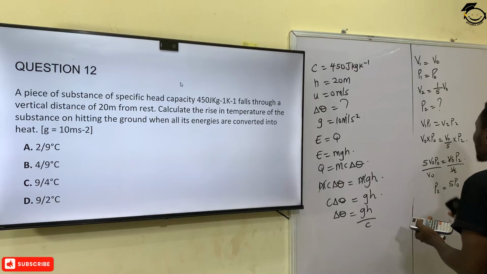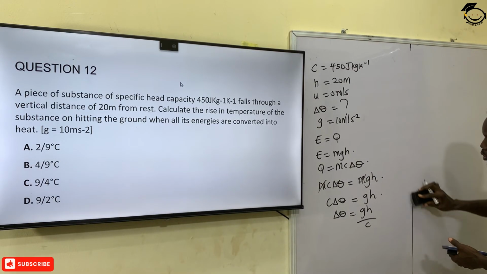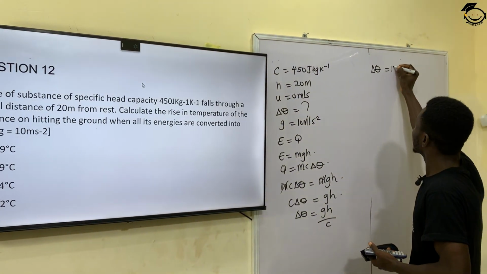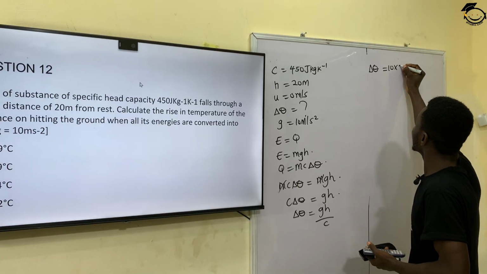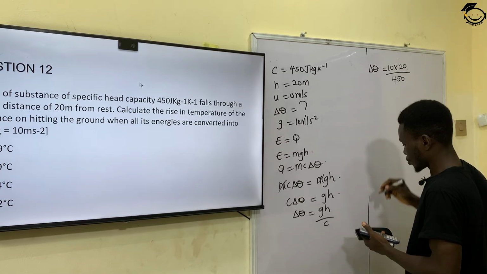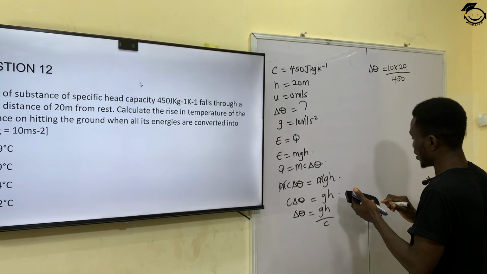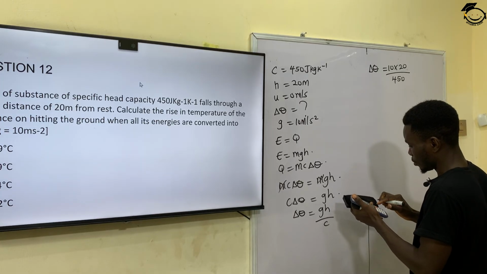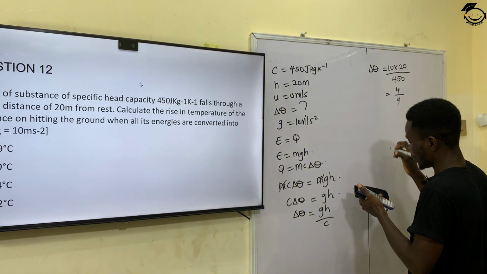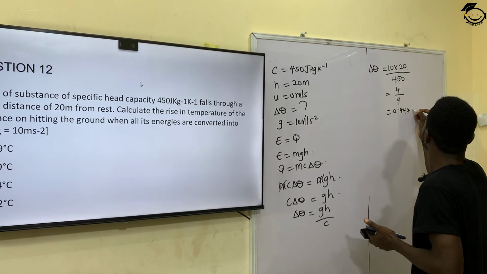So with this in mind, we can then solve for our change or rise in temperature. So this means that my change in temperature is going to give me 10 times the height, which was given as 20, divided by the specific capacity, which is 450. So I have 200 divided by 450. So that will give me 4 over 9, which is the same as saying I have 0.444 Kelvin.